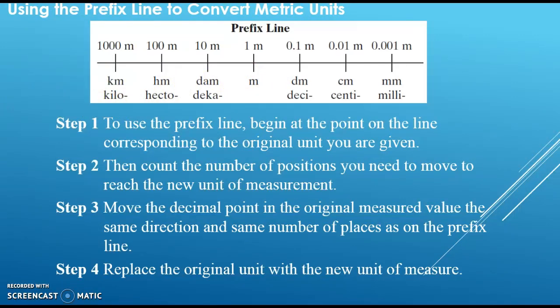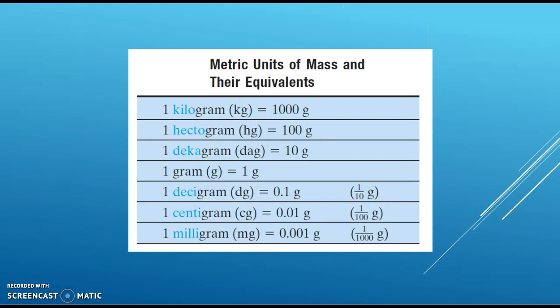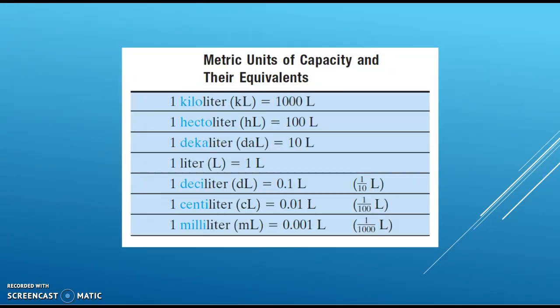I also have some examples of the other units within the metric system. The unit for mass is gram. The unit of capacity is liter. And it all works the same way as far as conversions. And then you're also going to find in this chapter that there's a lot of other types of units of measure they're going to talk about.